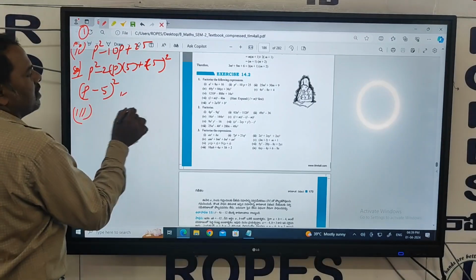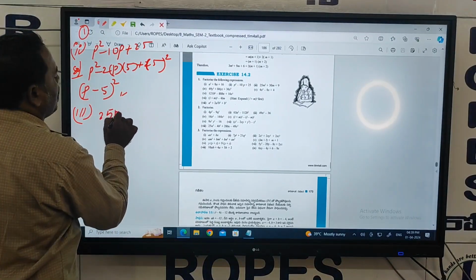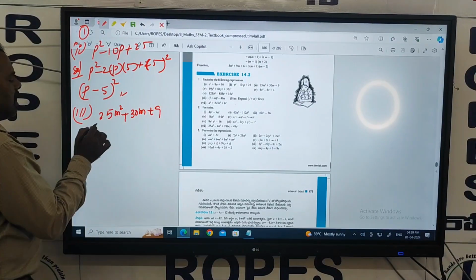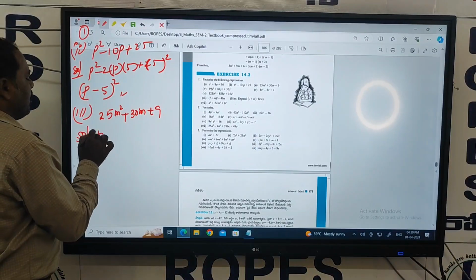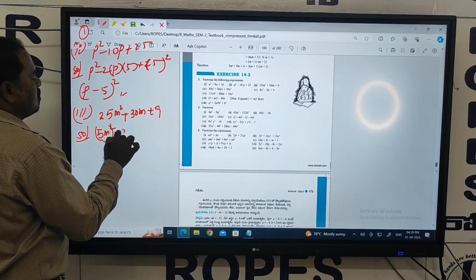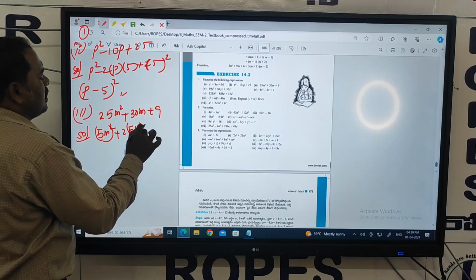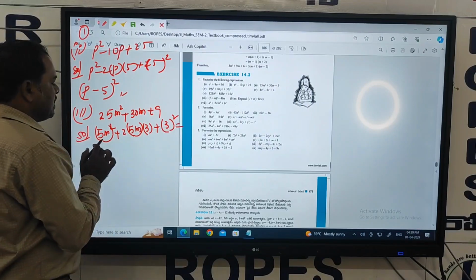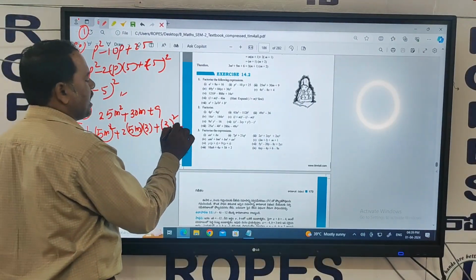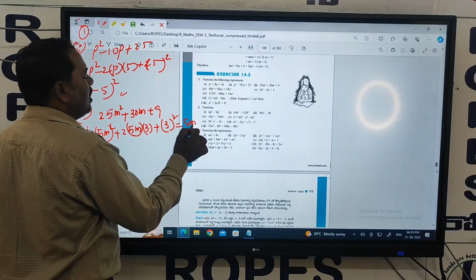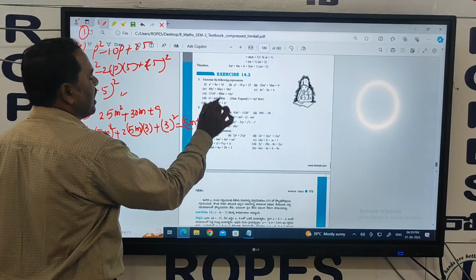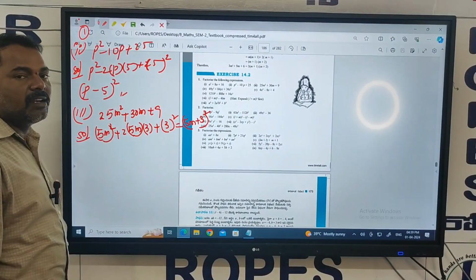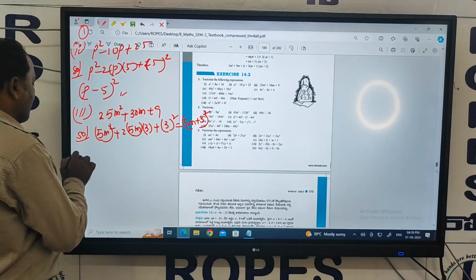Now the third one is 25m square plus 30m plus 9. This one I am writing as (5m) whole square plus 2 into 5m into 3 plus 3 square. Thus it is of the type a square plus 2ab plus b square. In the place of a, 5m is there, and in the place of b, 3 is there. Then we can write (5m plus 3) whole square. If you expand this, (5m plus 3) and (5m plus 3), those two are the factors.